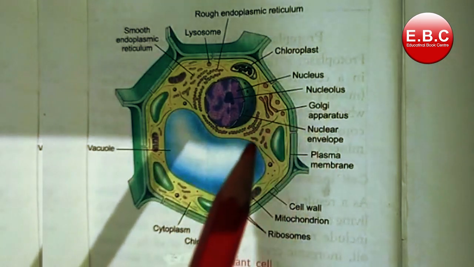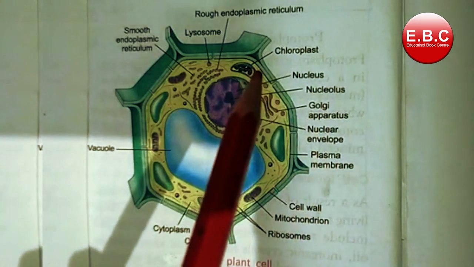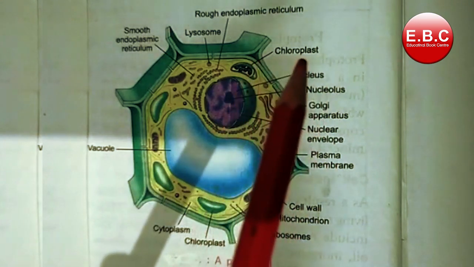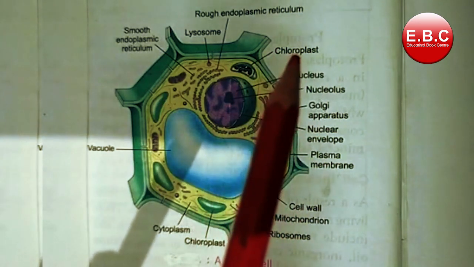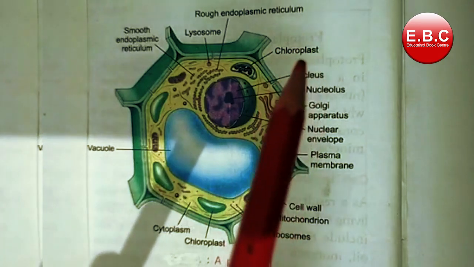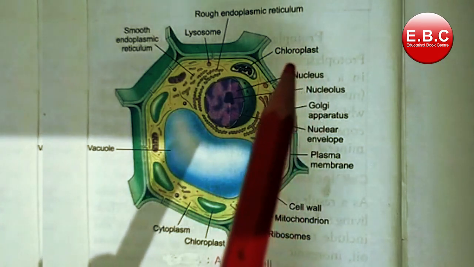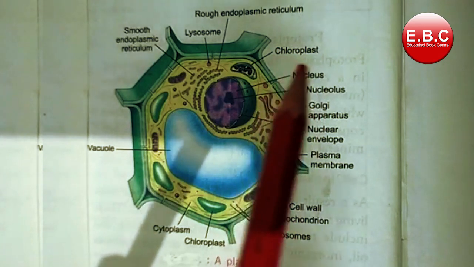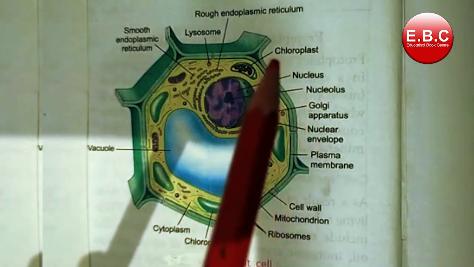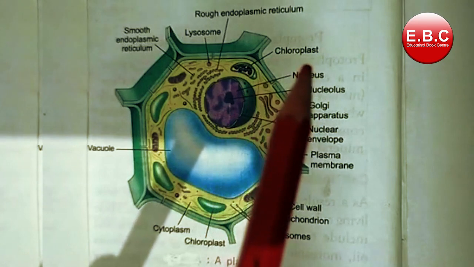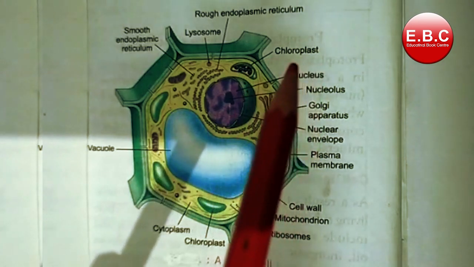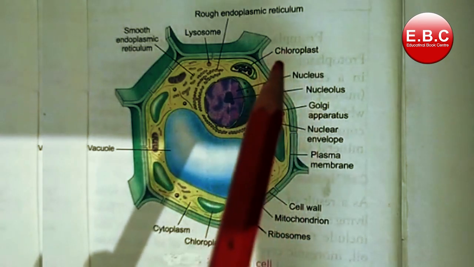So, first of all, I will start with chloroplast. Students, there are three types of plastids, that is chloroplast, chromoplast and leucoplast. Chloroplast help in photosynthesis.